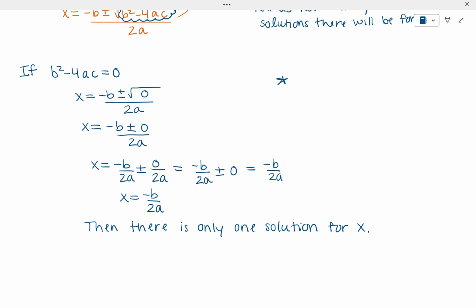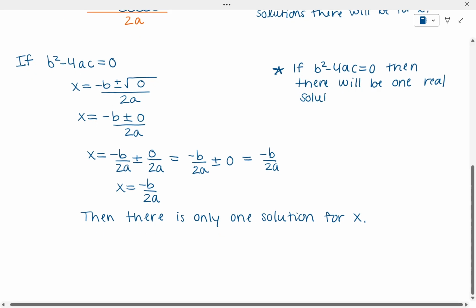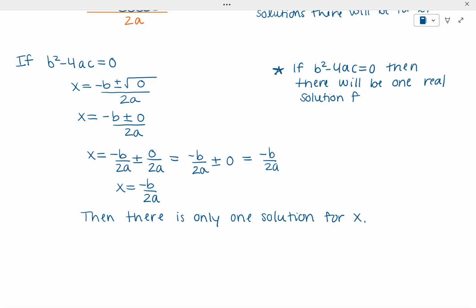So again, if b squared minus 4ac equals 0, then there will be one real solution for x.